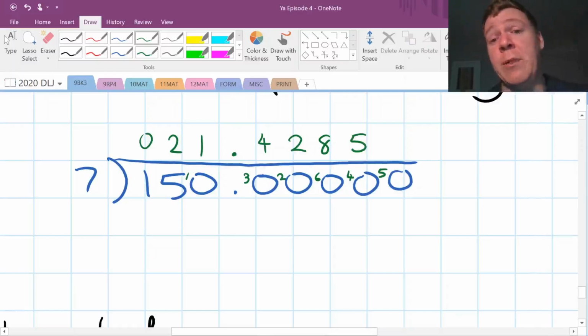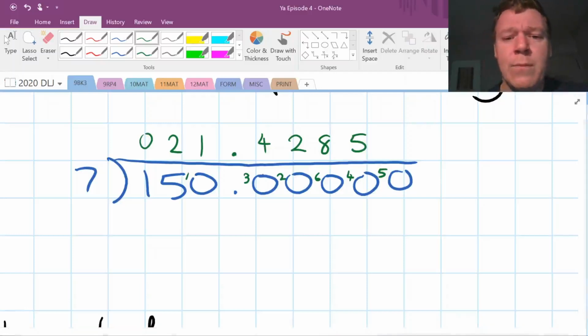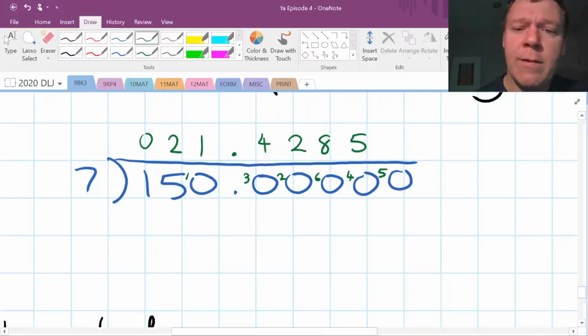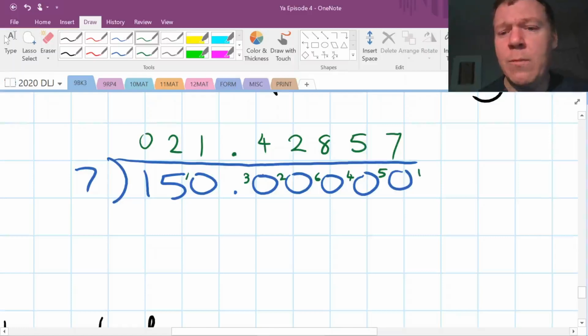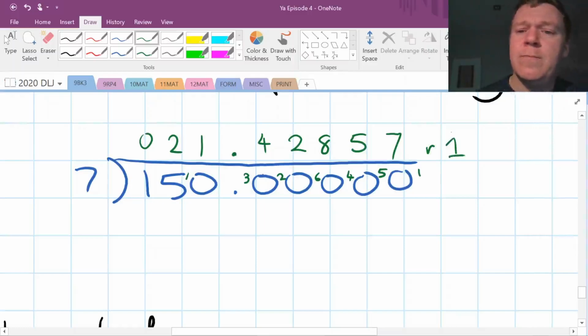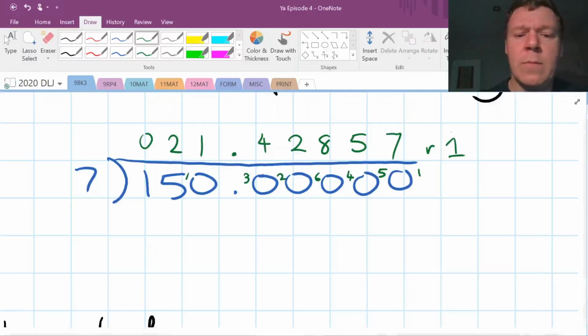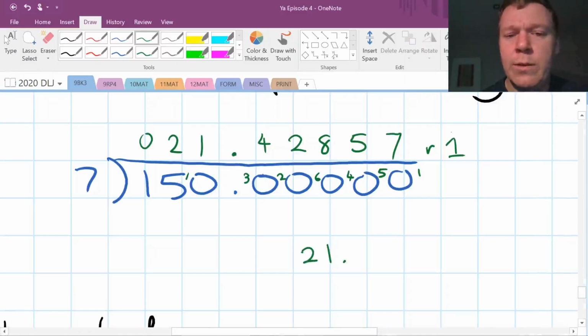You actually do end up getting a pattern, but it ends up going through all 9 digits. So we'll just do this one last time. It will keep on going forever and ever. 7 divided into 50 goes, well, 7 times 7 is 49, so 7 times. And you'd have remainder 1 still left over. Alright, so that's a big number. 21.42857.